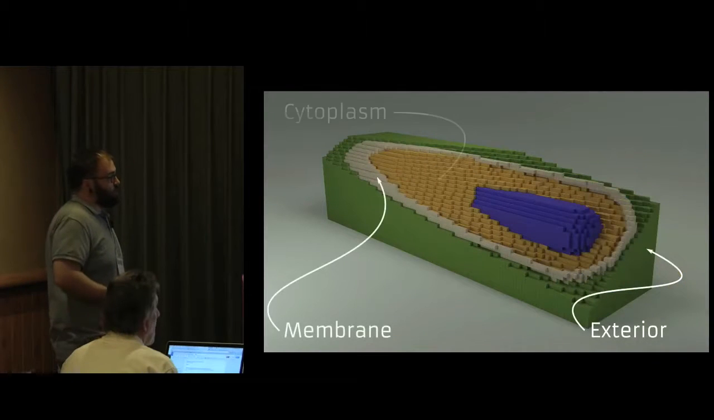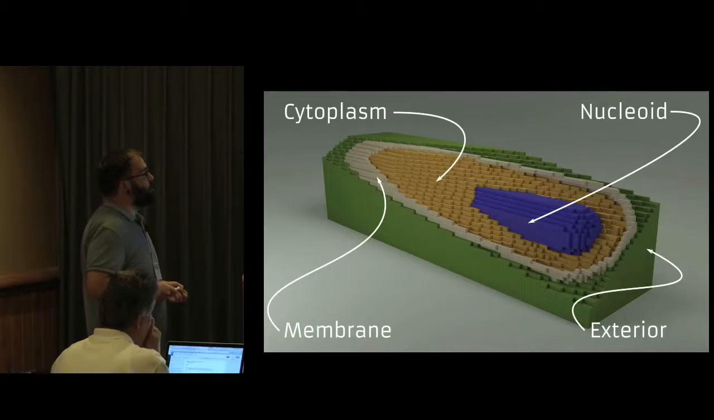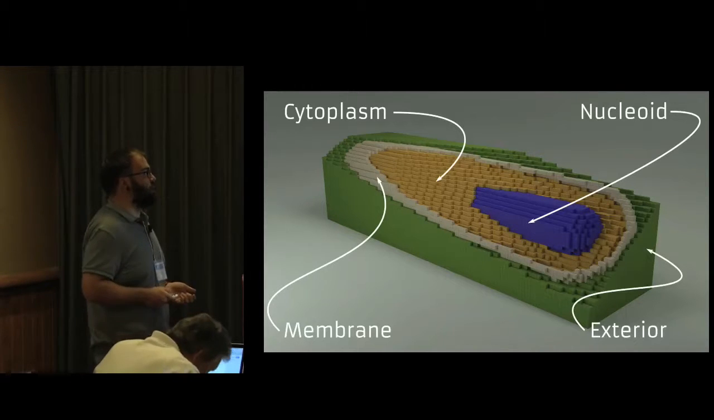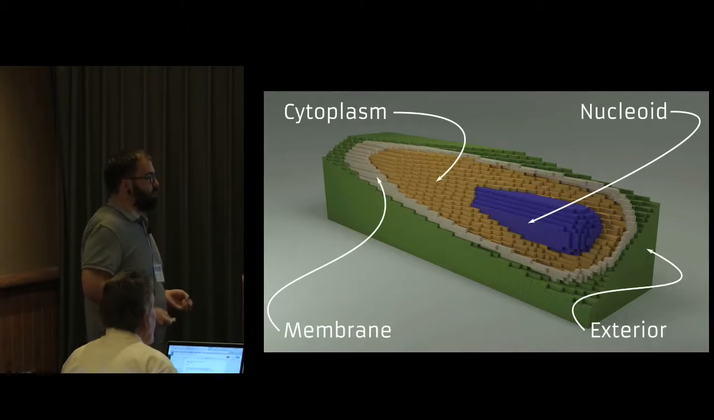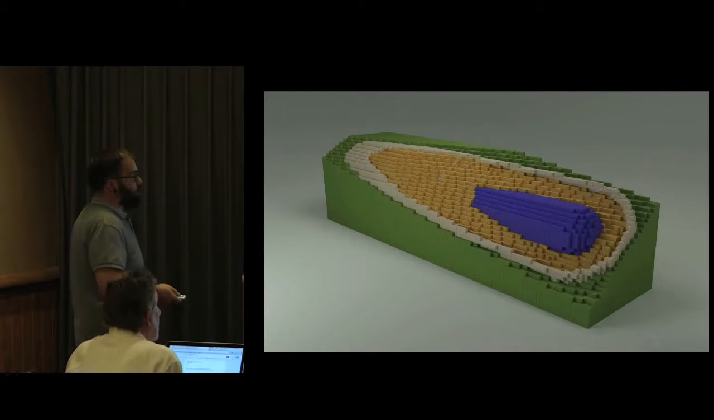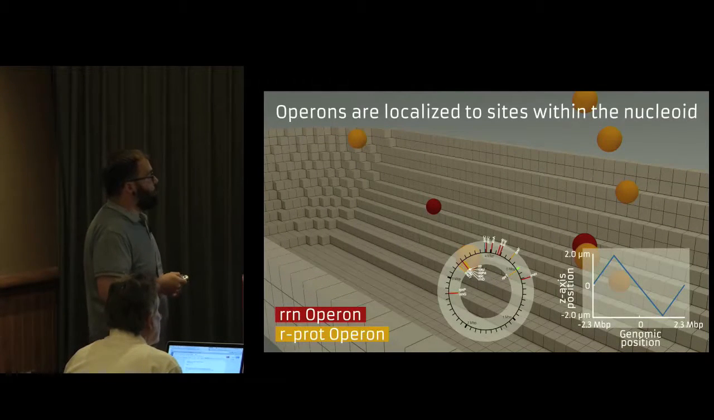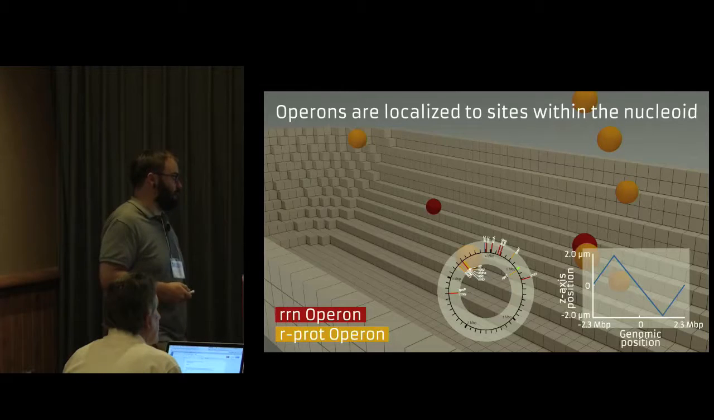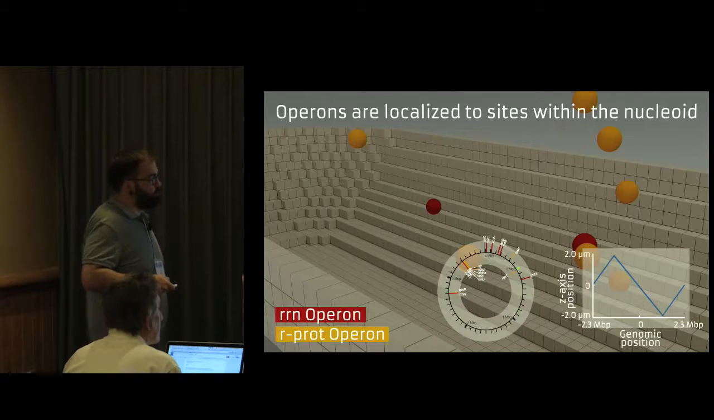Inside the box, there are a number of different reaction compartments. There's the exterior, the membrane, the cytoplasm, and then the nucleoid region where the DNA is found, and typically ribosomes are excluded from that region. In the nucleoid, we place sites where transcription can occur. We have R protein operons, which produce the messenger, and ribosomal RNA operons, which produce the ribosomal RNA. These are placed along the z-axis of the cell such that their position reflects their position in the genome.